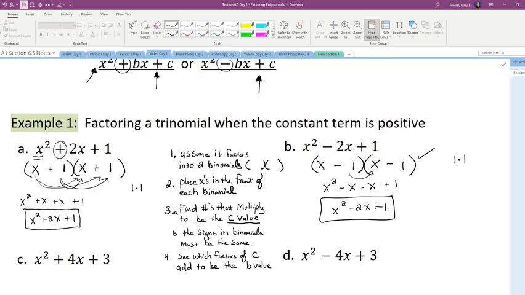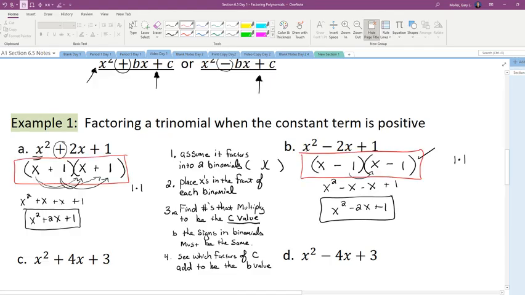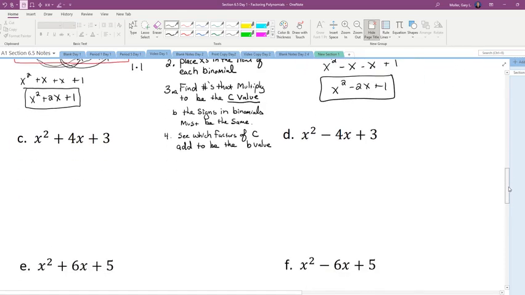I keep putting boxes around the wrong thing. Like, that's not my answer. My answer, of course, is the binomials here. So actually, let me just highlight that. This is my answer. We were being asked what multiplies together to be this thing, and we have found that it is these two sets of parentheses. All right, so let's keep going.